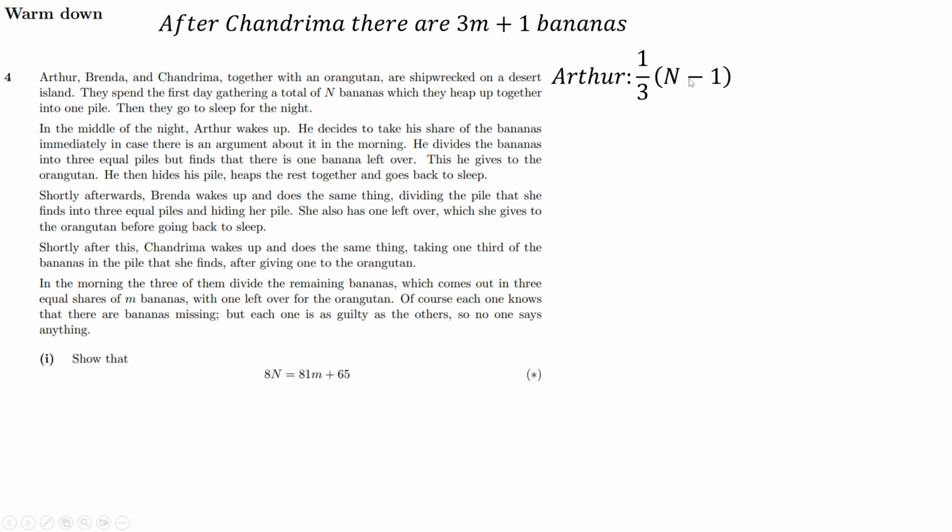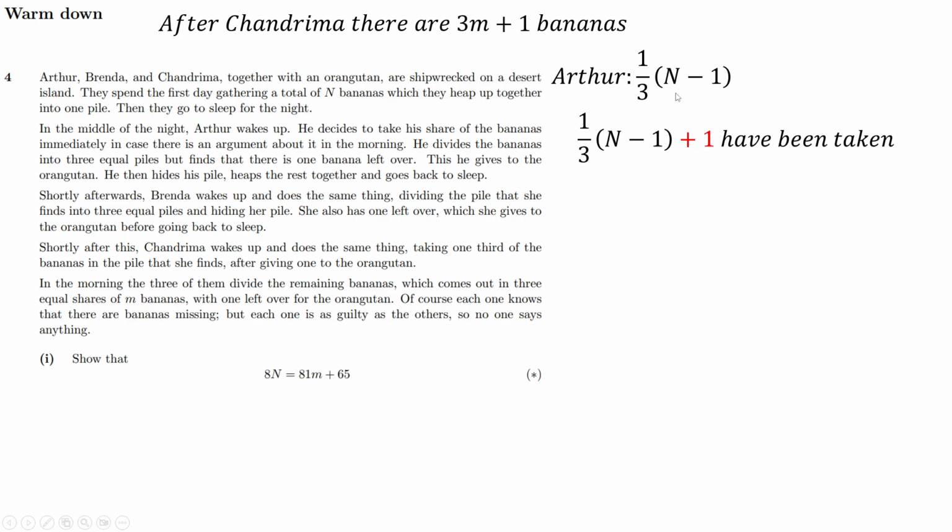So if we take away 1 from the total number of bananas and we take a third of that, that's going to be Arthur's share. So that's how much Arthur has taken, right? Plus 1 for the orangutan, right? And so we've got this as an integer, and we've got this as an integer. So we've split up 1/3 N, which would have given us a decimal, into an integer and an integer.